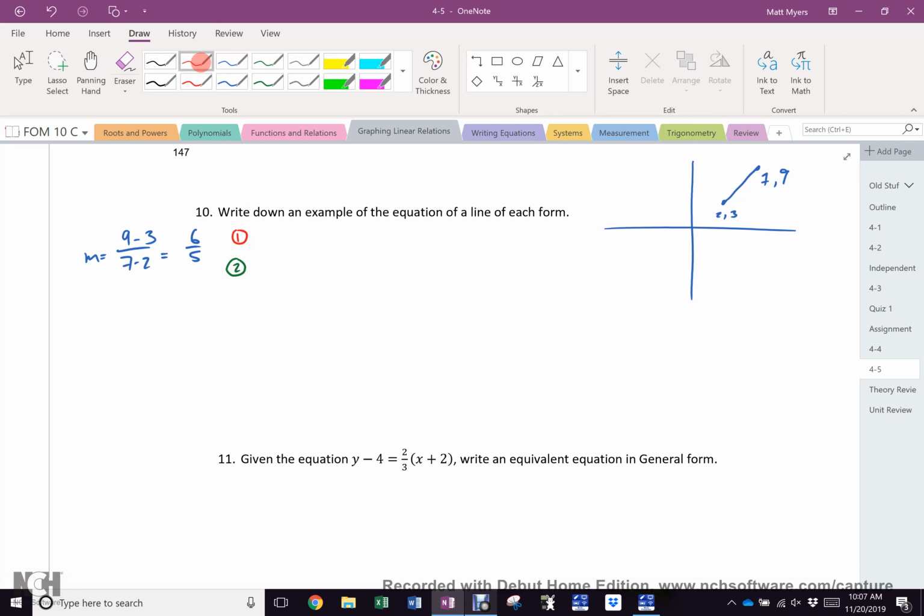Who would like to offer me their version? When you are ready, please offer. Y minus 9 equals 6 fifths. X minus 7. Abso-smurfly correct. Who would like to offer the other version?